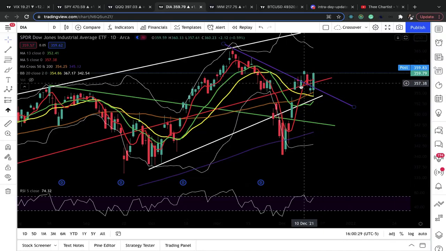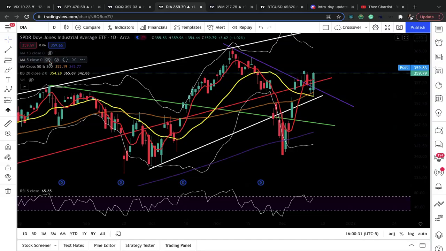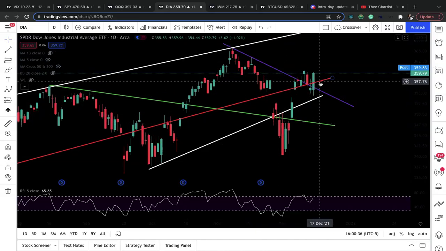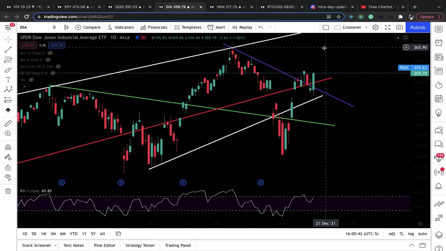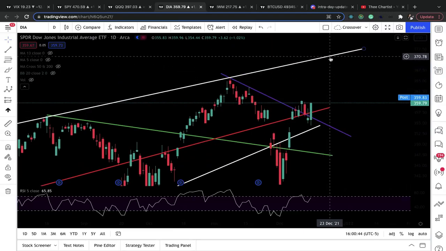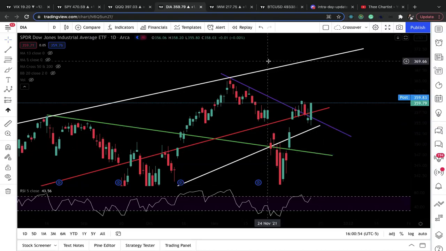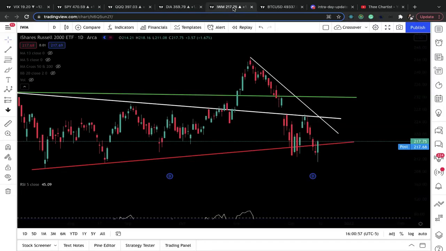So obviously, as long as we're above this red equilibrium level, which is going to be critical at 357.7, it's going to put 363, 365 in play, and then hopefully maybe we can test 370. But if we lose 357.5, I'm back to bearish, and we can go back down and test 354 and then 347. All right, we're going to keep that short and simple.